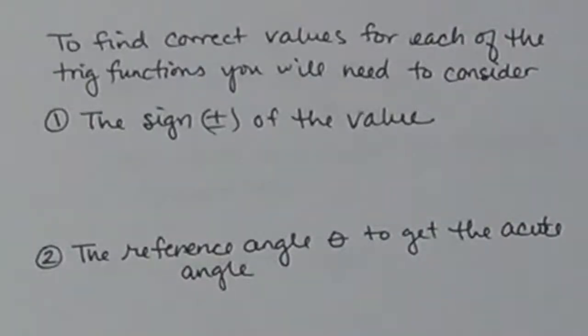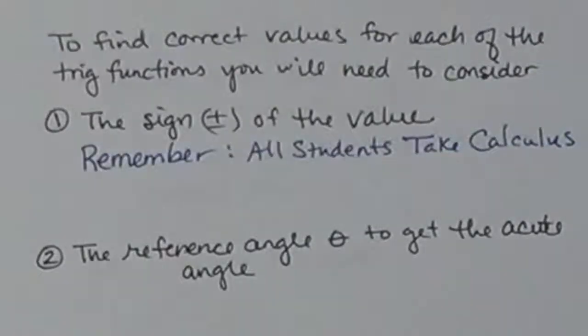So to find correct values for each of the trig functions, you'll need to consider three things. The first is the sign, positive or negative, of the value. Remember that all students take calculus. So all of your trig functions are positive in the first quadrant, sine and its reciprocal are positive in the second quadrant, tangent and its reciprocal are positive in the third quadrant, cosine and its reciprocal are positive in the fourth quadrant. And outside of those, all the other trig values are negative in those respective quadrants.